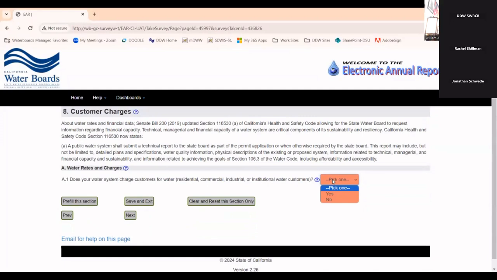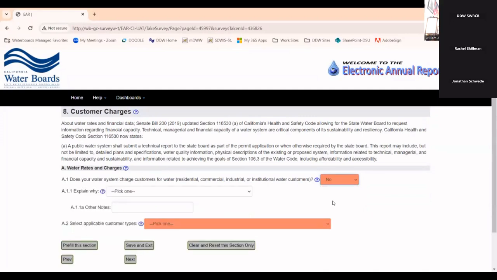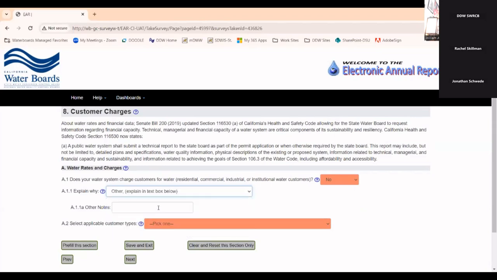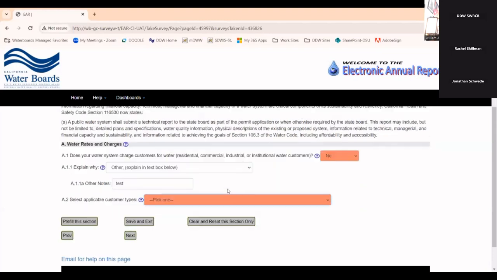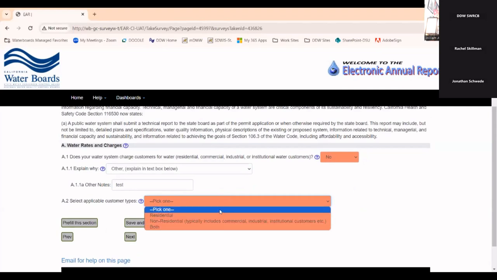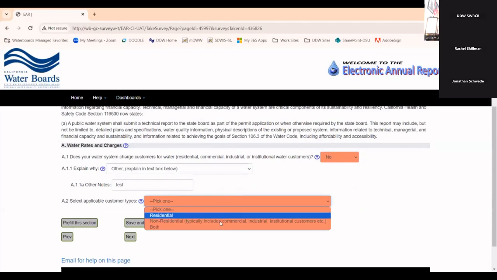So if you say no, you'll be asked to explain why, and there's a selection of pre-selected options to give a quick explanation as to why you don't charge your customers for water. And if we don't have an answer up there, you can always pick other and provide your answer in the text box below, and we'll review that. And it'll still ask you to select customer types, because even if you don't charge your customers, you could still indicate what kind of customers you have, either residential or non-residential. So for now, we'll just pick both.